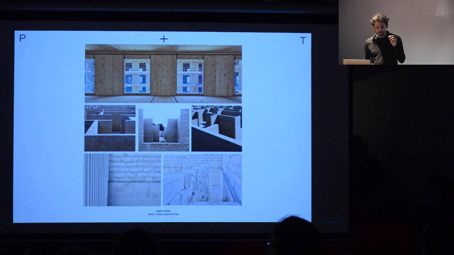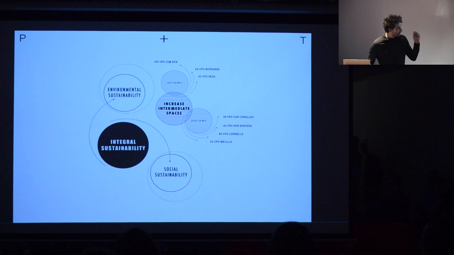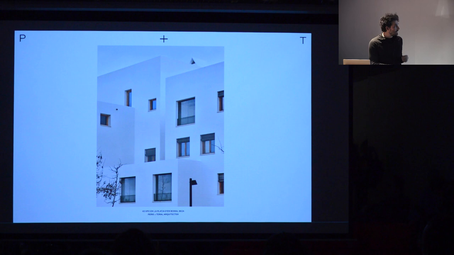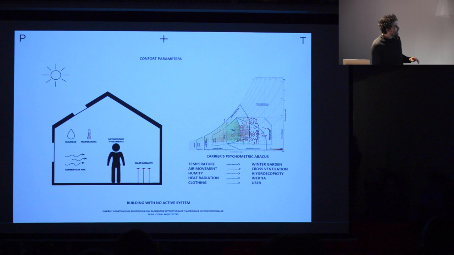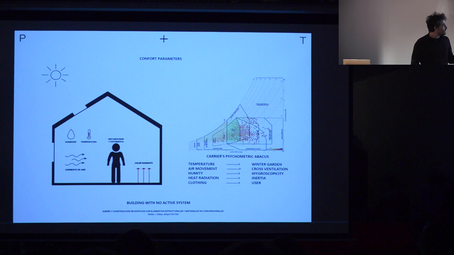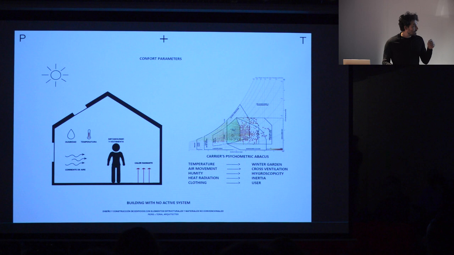So the first strategy, the idea of the intermediate spaces, we talk about this building you just finished in Ibiza, in the Balearic Islands. The main goal here was being able to do a building without active systems. So then we have to think about the idea of comfort. How can we get comfort?